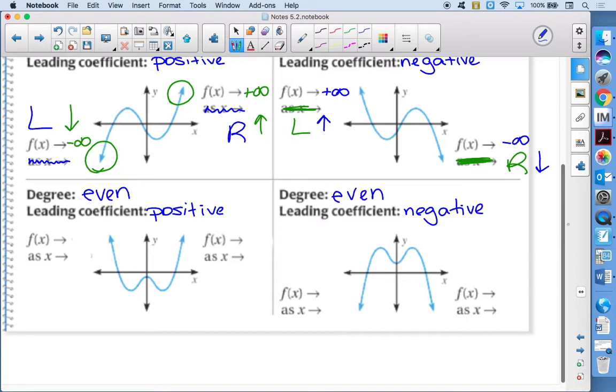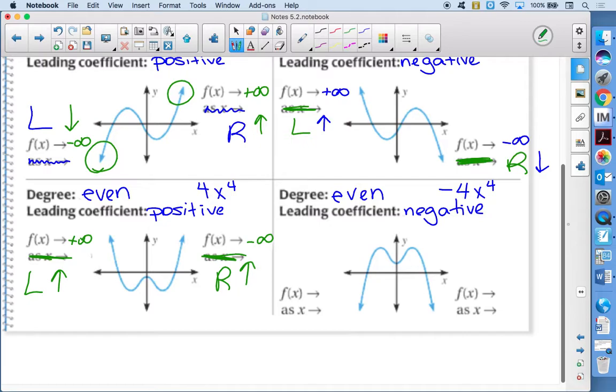For a positive example here, we could have 4x to the 4th versus negative 4x to the 4th. And again, think of it as the right side versus the left side. Because it's even, both of them are going up. This looks like a little W. So both would be going up to positive infinity, whether you're on the left or the right, because it is even and it's a positive number in front.